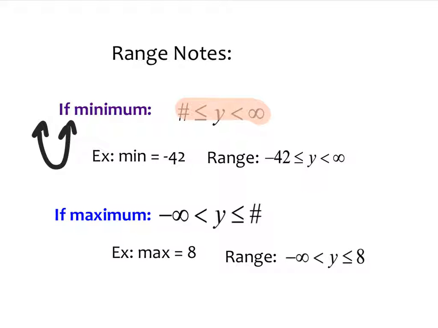So let's say that the minimum here was at negative 42. So that was the minimum. Therefore, I would write the range as negative 42 is less than or equal to y, which is less than infinity. However, if you have a maximum, we know now that the parabola will open downward, and again we'll have a maximum because that will be our highest point, and that will be in the form of negative infinity is less than y, which is less than or equal to the number that is your maximum. So let's say our maximum was 8. Then our range would be written as negative infinity is less than y, which is less than or equal to 8. I hope this clarifies a little bit more about the range of quadratics.